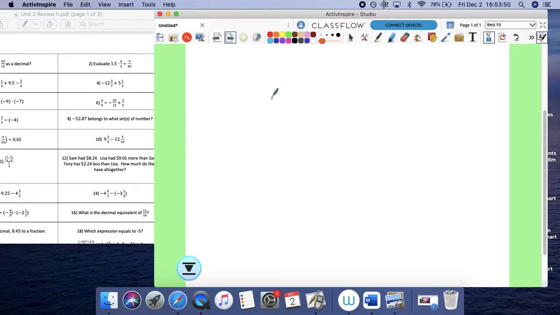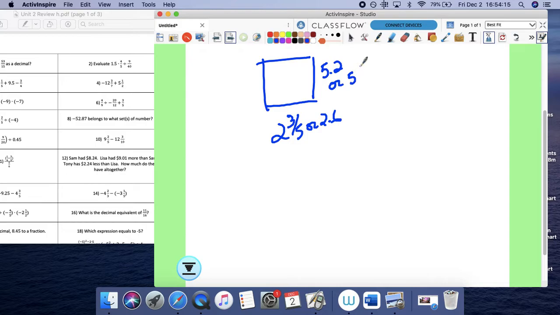Again, we have a rectangle. The length is 2 3/5, or 2.6. And the width here, they tell us it's twice that. So it's twice 2.6. It's going to be 5.2, or 5 1/5. Okay.